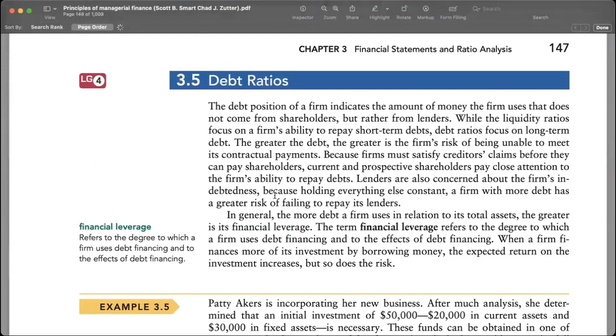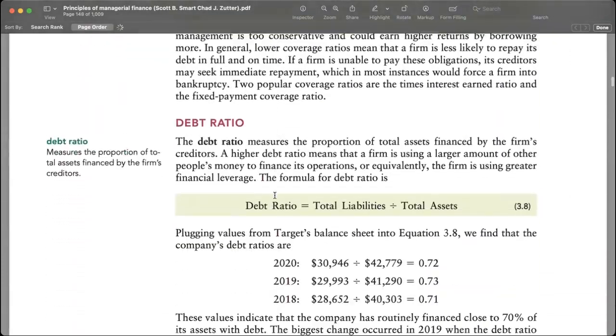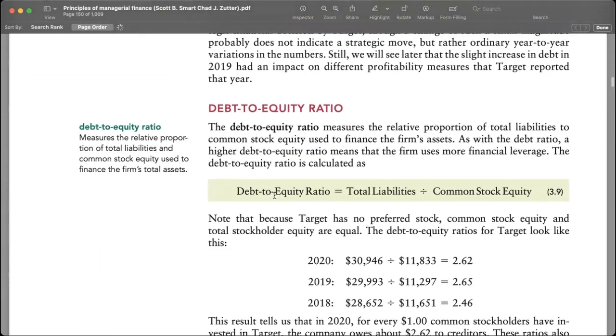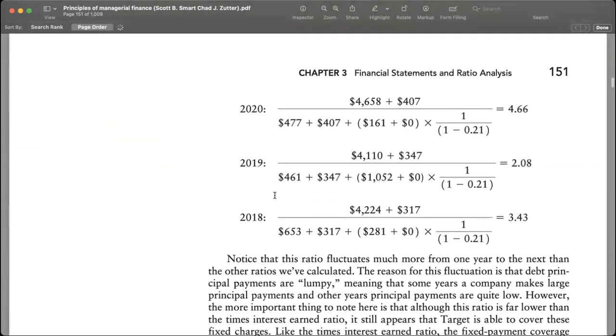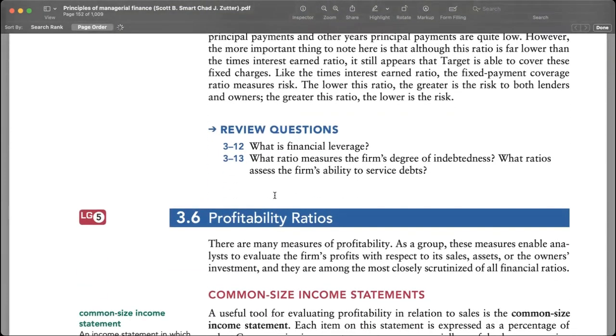And the third category is debt ratio. Debt ratio indicates the level of indebtedness. That means how much the company has borrowed. Has the company borrowed too much or not? And what is the ability of the company to satisfy its financial obligations? Financial obligations means the requirement to pay cash. How capable is the company? Those ratios are called debt ratios. What are the different debt ratios? Number one, debt ratio itself. Then debt to equity ratio, times interest earned ratio, and fixed payment coverage ratio. These are under the category of debt ratio.